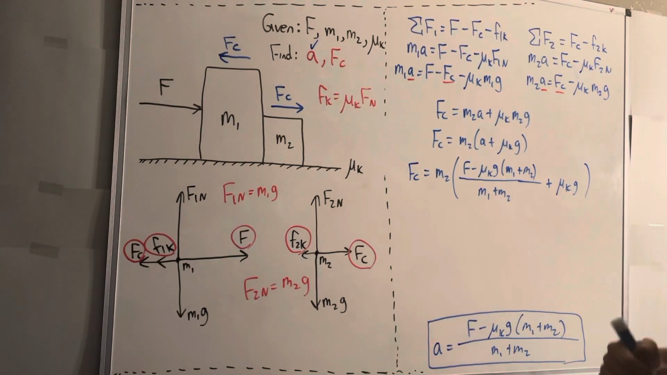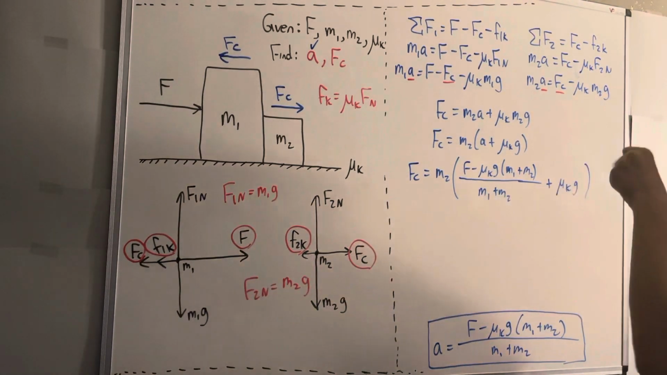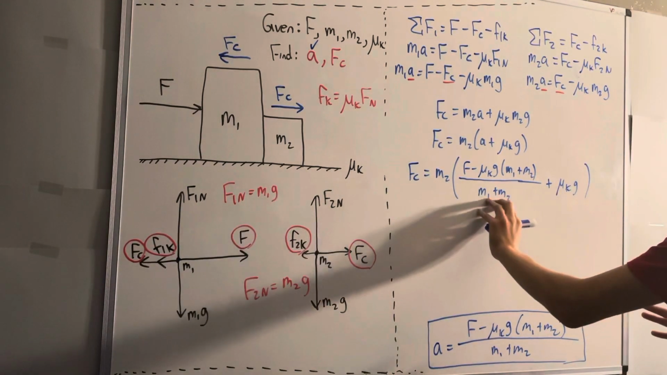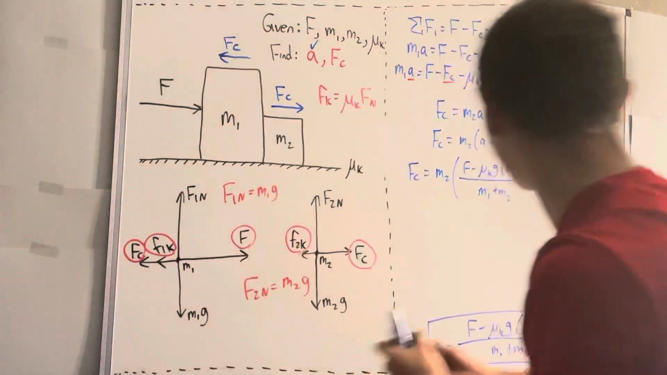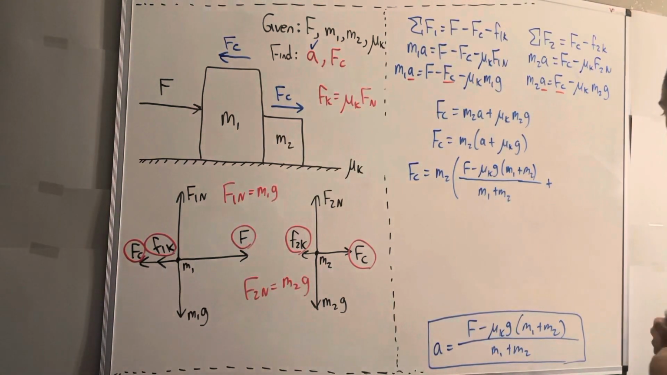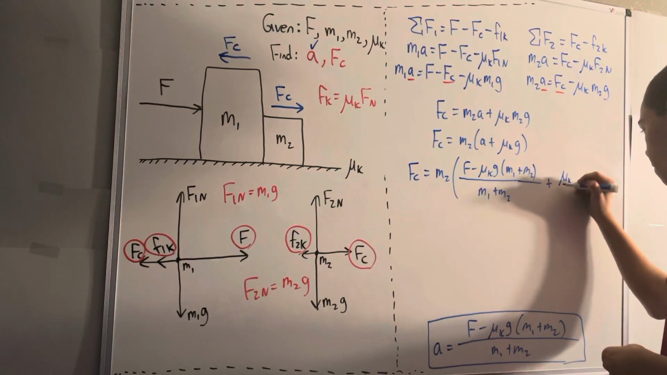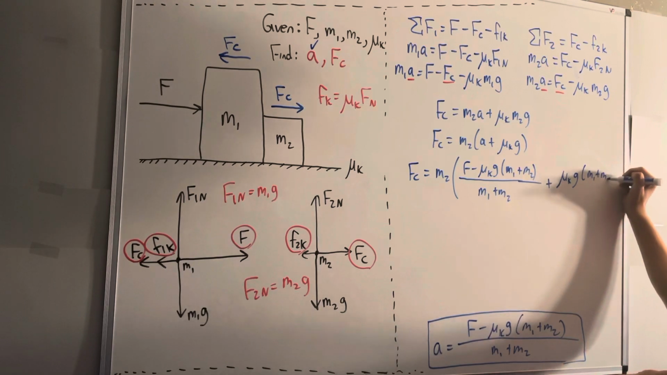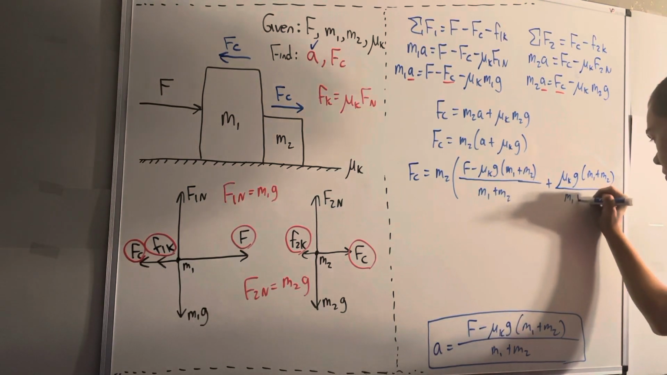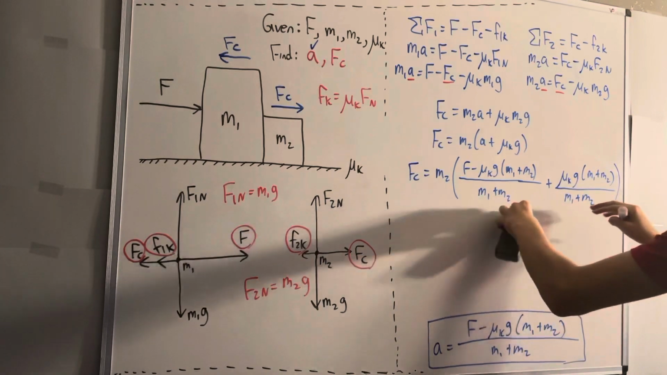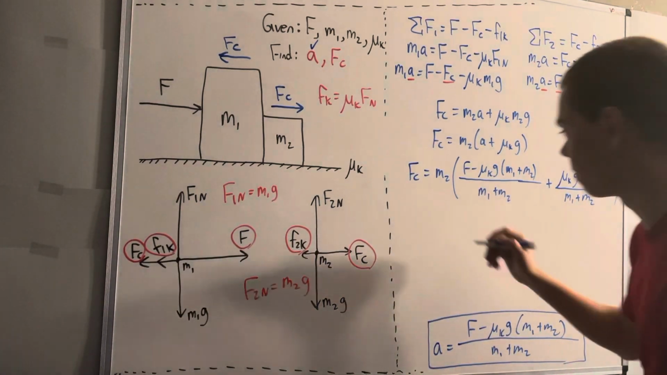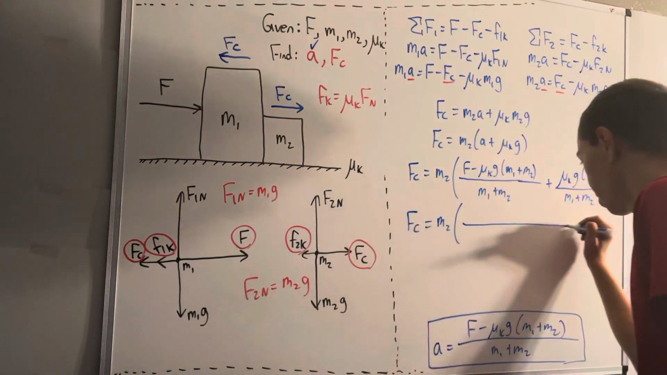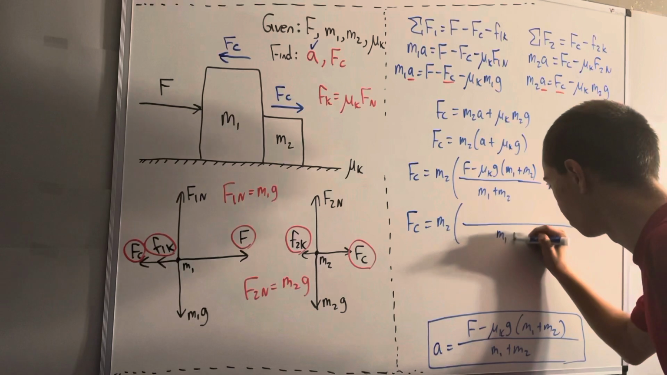This is actually really cool, because what we're going to do is add these together into one fraction, and we have to get the same denominator. That means we have to multiply mu k g by m1 plus m2, and then divide by m1 plus m2. Now we can combine these into one fraction. Notice what happens when we do that. Clearly we have the same denominator, so we get m1 plus m2.